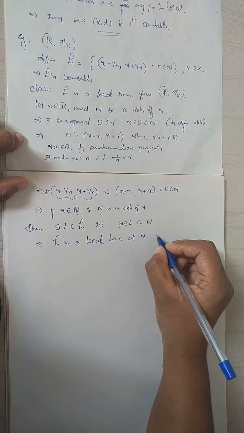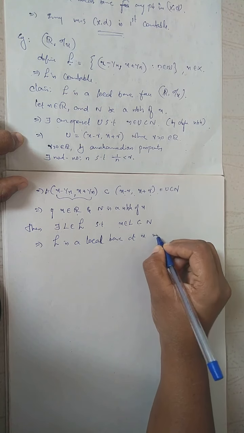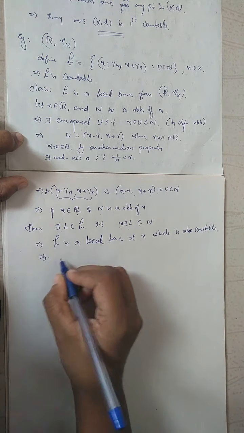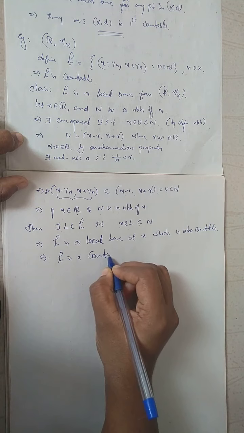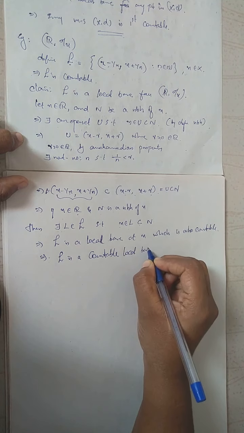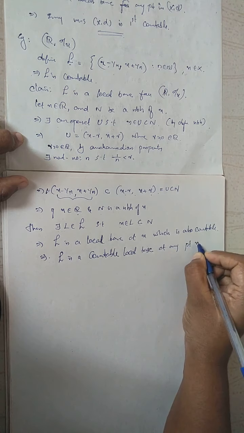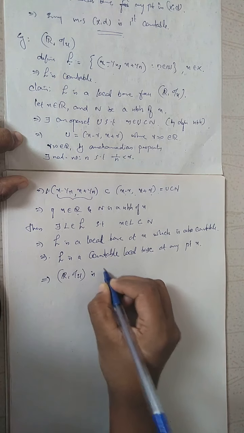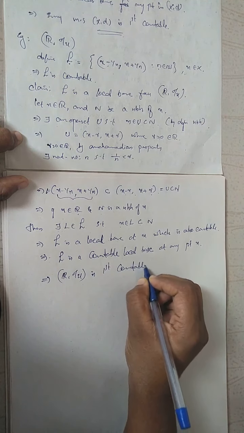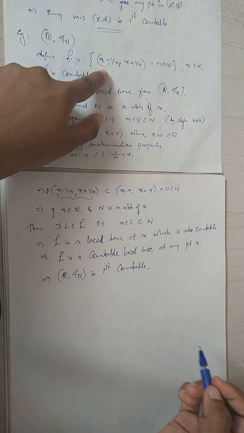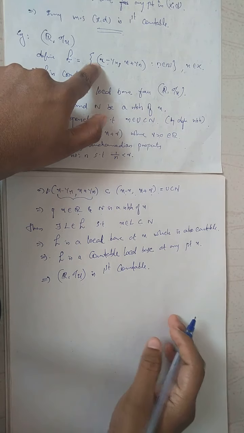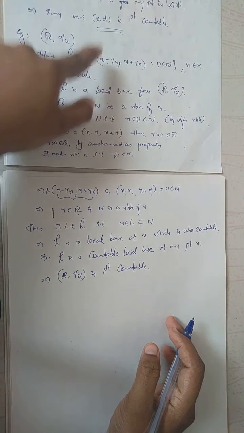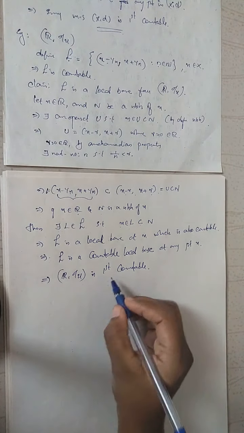at x, which is also countable. So script L is a countable local base at any point x, which implies our topological space, the real line with the usual topology, is first countable, because at any point we can define a local base L of this form. For varying x, we get different local bases for different points, and this collection is also countable. So we get a countable local base. Therefore, the real line with the usual topology is first countable.